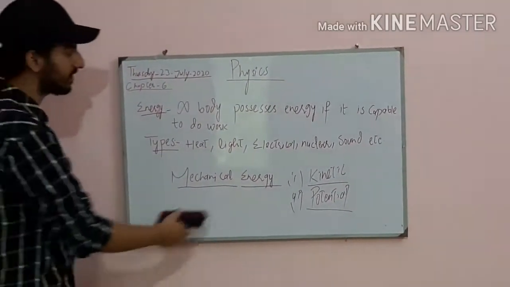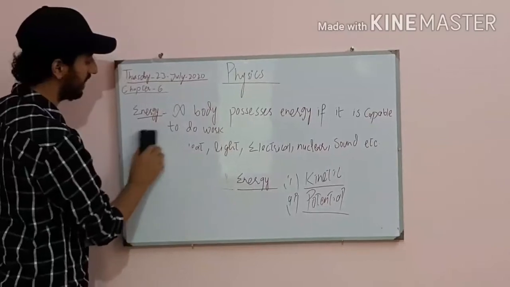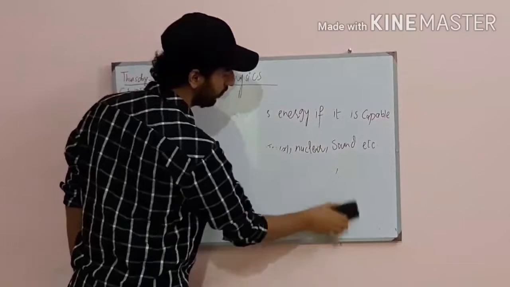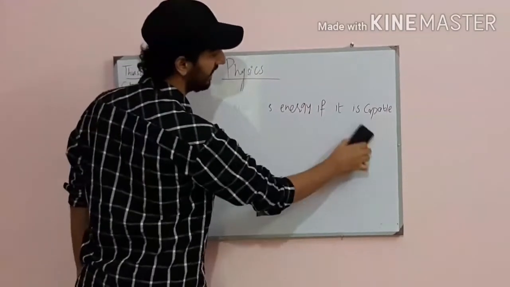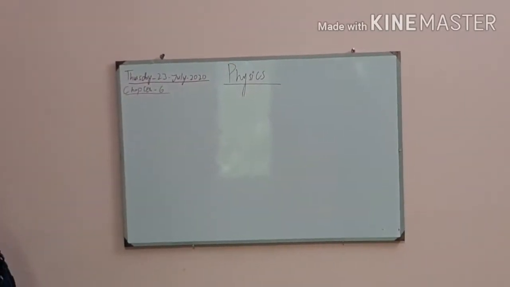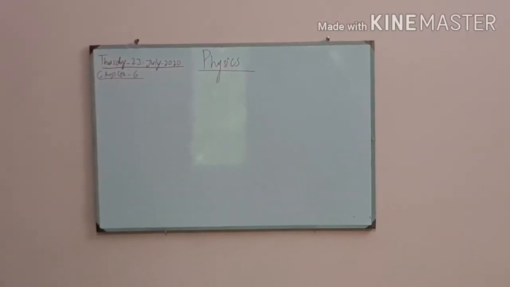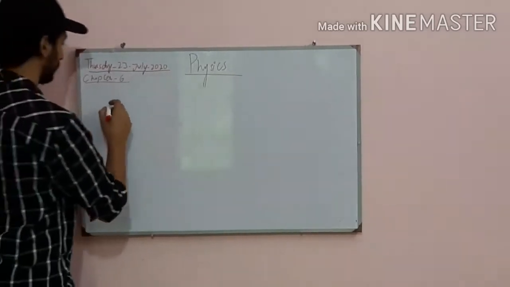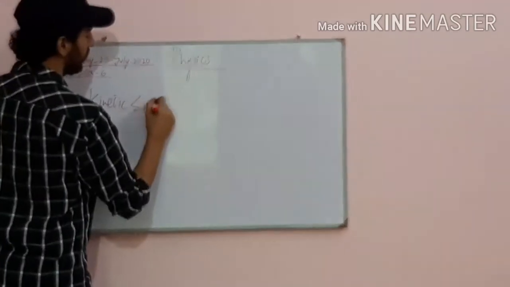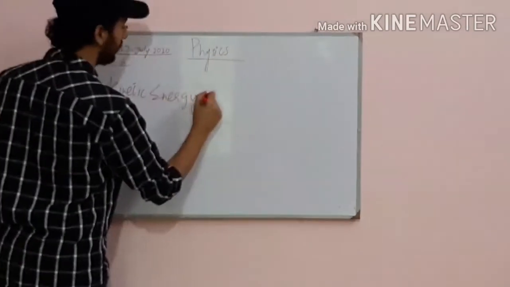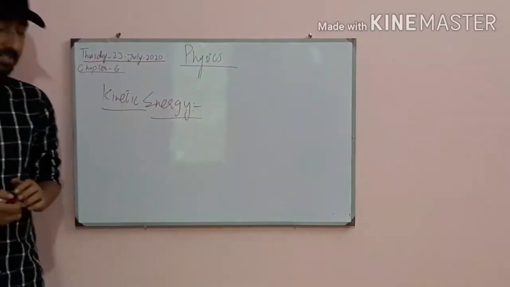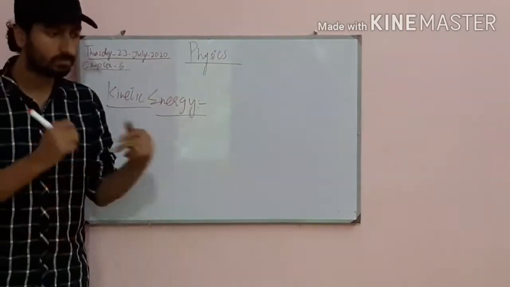First of all, we will discuss kinetic energy. Now, what is kinetic energy? And we will derive the formula, the mathematical equation of kinetic energy. Now, what is kinetic energy? You see that when a body moves, when a body is in motion, it means that it possesses some kind of kinetic energy.